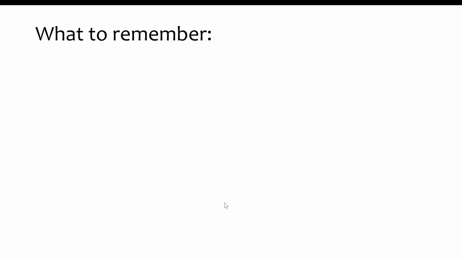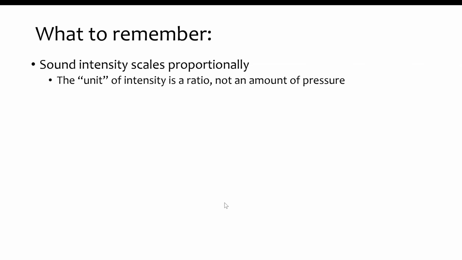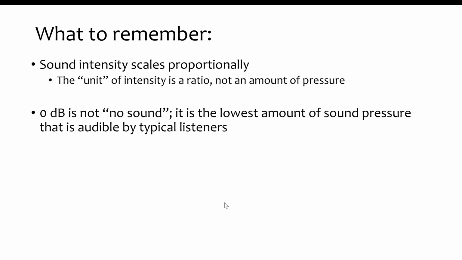So what I want you to get out of this episode here is remembering that sound intensity scales proportionally, so that the unit of intensity is a ratio, not a linear difference or an amount of pressure. 0 decibels doesn't mean no sound or no air pressure. It means the lowest amount of sound pressure that is audible by typical listeners. You want to remember that a 10 times multiplication in sound pressure results in a change of 20 decibels.